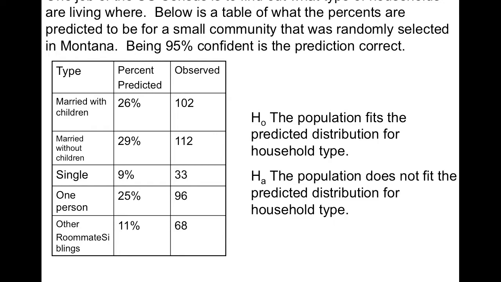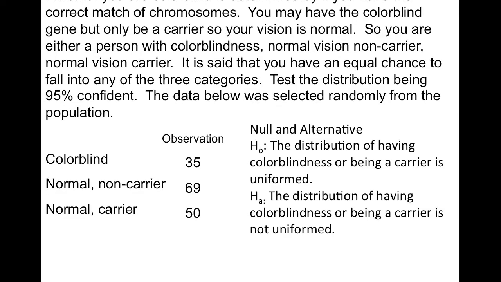Okay, so that is for the goodness of fit test. And there's 2 situations. They're both a single list of counts for our observed, and it's looking at one variable. This was looking at types of households. This was looking at color blindness. So it was one variable, and we just had one list of counts.